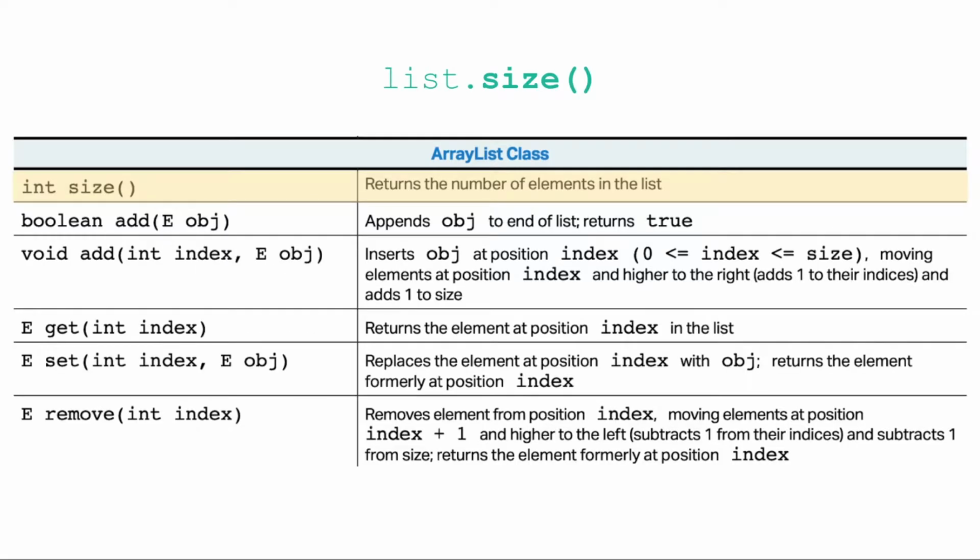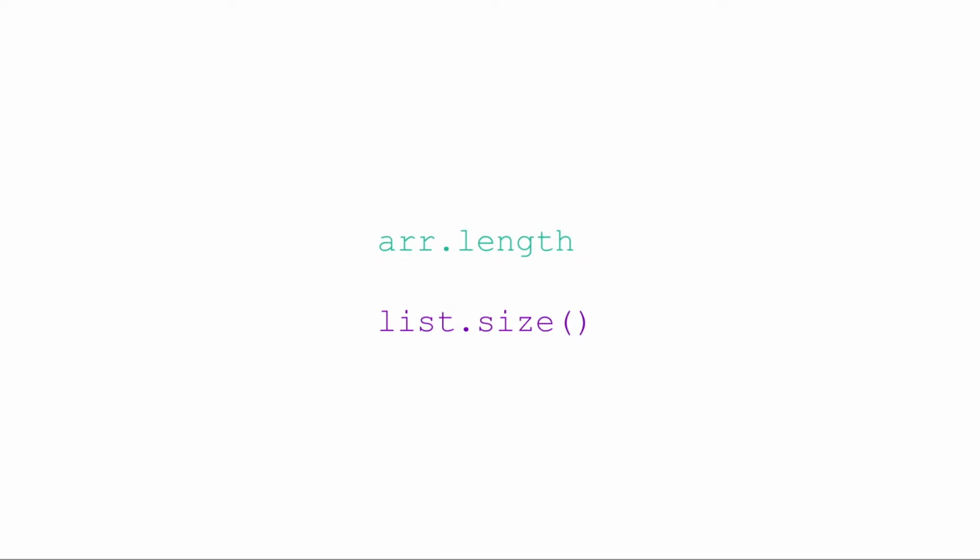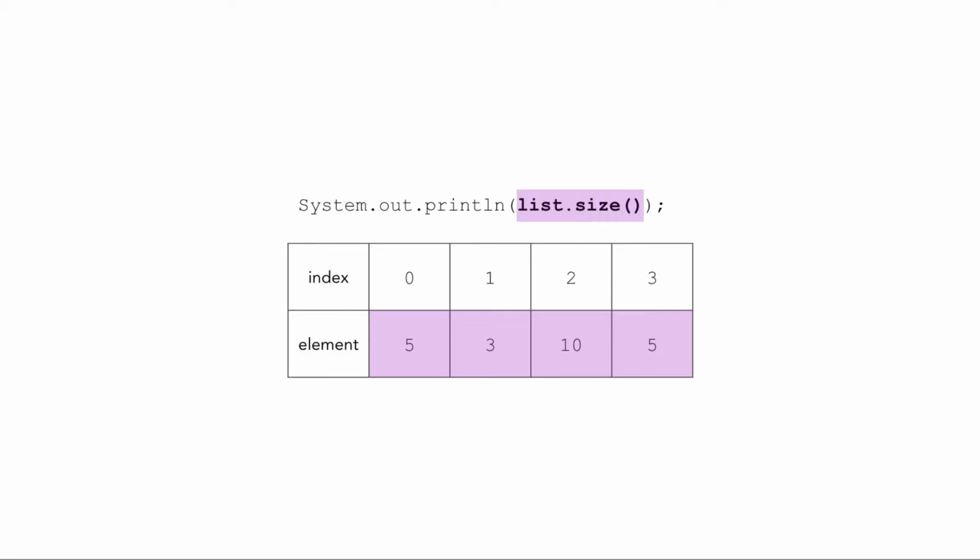The size method will return the number of elements in a list. It has the same purpose as array.length used with arrays. Notice that the .size method is followed by parentheses, but .length is not. In order to view the result, you need to call the method within a print statement. In this example, we should see the value 4 displayed as there are 4 elements in this array list.